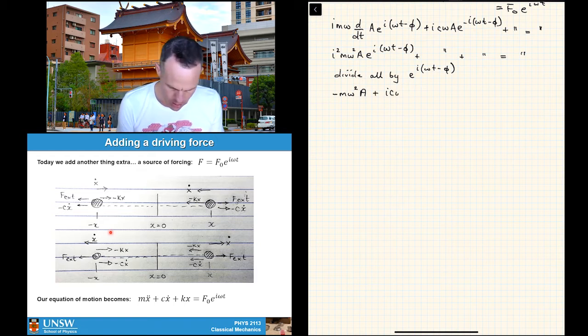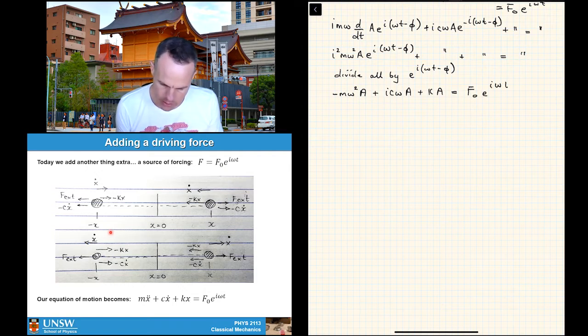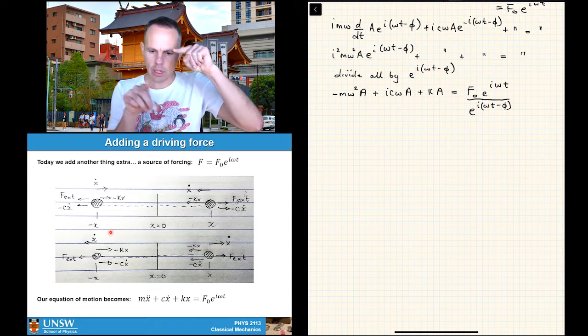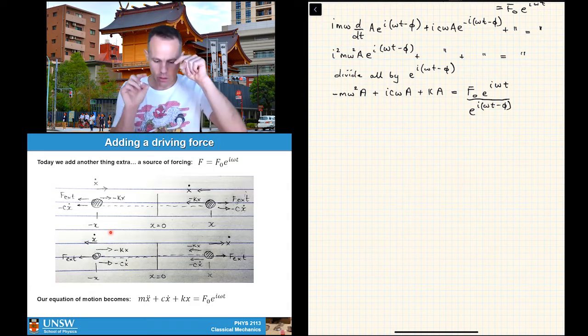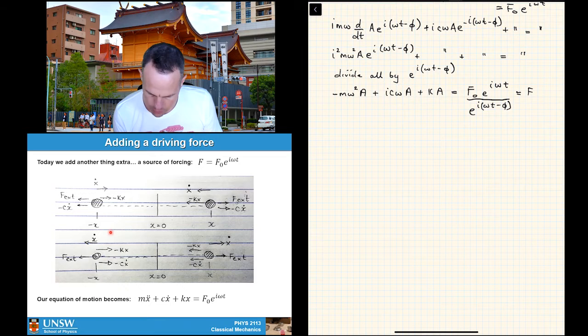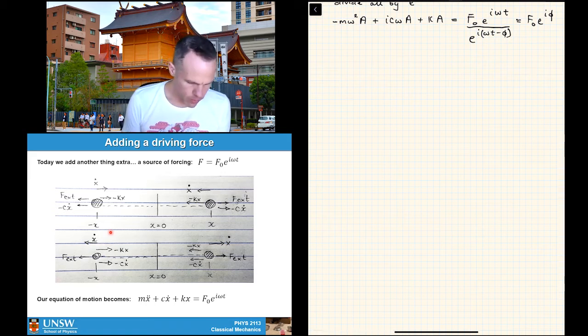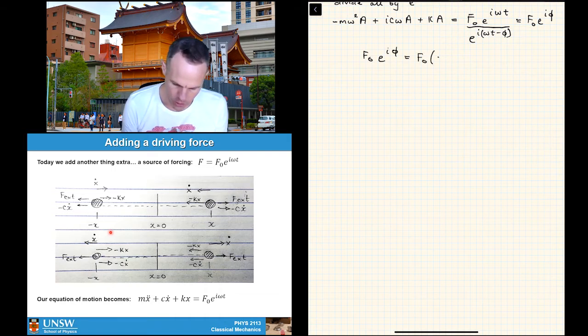plus i c ω A just here, plus k A. Okay, so this has now taken each of the terms and divided that term on the end out. And then my last term is going to have something in here, so this is going to be F0 e^(iωt) on e^(i(ωt − φ)). And of course I can use the e^(iωt) in the top with the e^(iωt) in the bottom to cancel those two terms out. The minus phi in the bottom will change signs and pop up the top, and so this is F0 e^(iφ). Okay, and of course you know from Euler's theorem that we can write F0 e^(iφ) as F0 (cos φ plus i sin φ), like so.